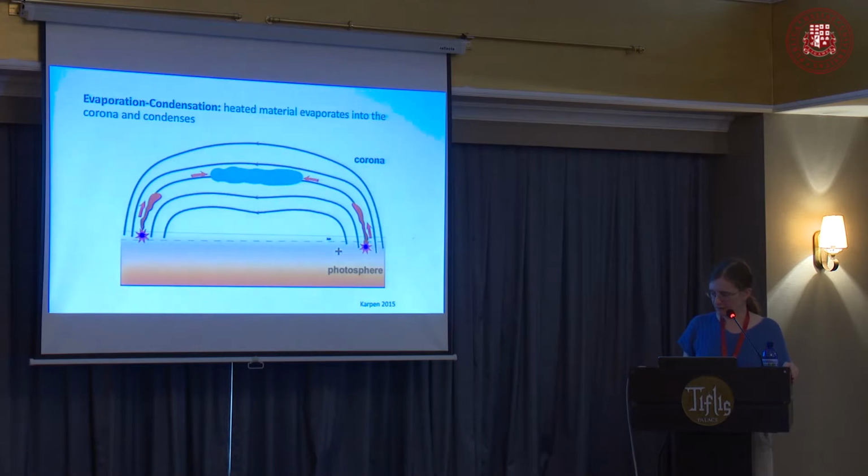Okay. Another possibility is a class of models referred to as evaporation condensation models. In these you have magnetic field lines, kind of magnetic loops, and you have heating down at the foot points. Then you get evaporation of the chromospheric material, heated to coronal temperatures, which goes up into the corona, and eventually gets to a high enough density that you have rapid cooling and condensation. And this kind of model has actually been developed rather extensively in the form of a thermal non-equilibrium model.